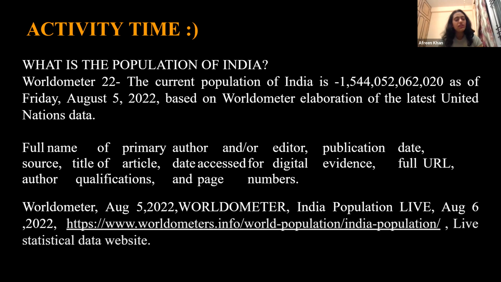But when you're asked for the evidence card, you're going to say Worldometer, August 5, 2022. Worldometer, the site name, comma, India population live, comma, August 6, 2022, because I cited it today, and then the website link, and then live statistical data website. Live statistical data website basically means that Worldometer is a statistical data website, and that's the qualification of that particular website.